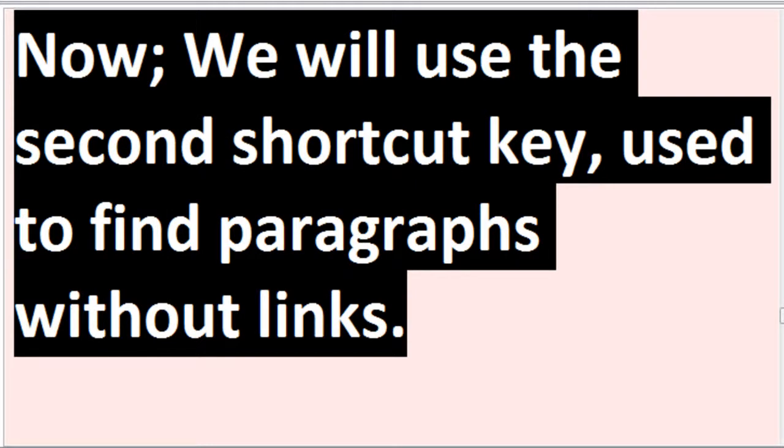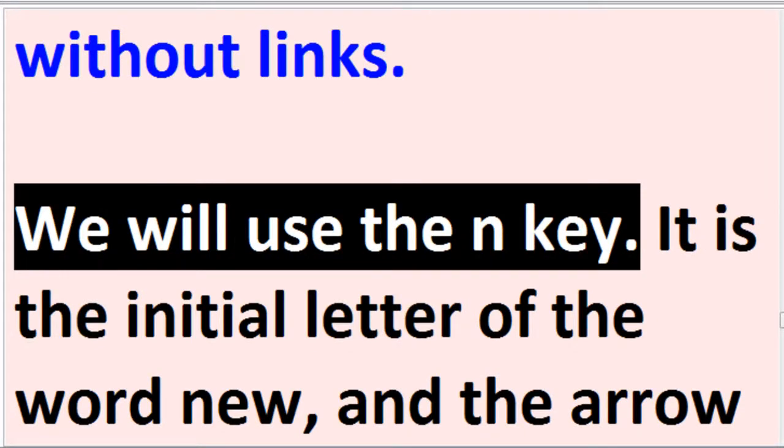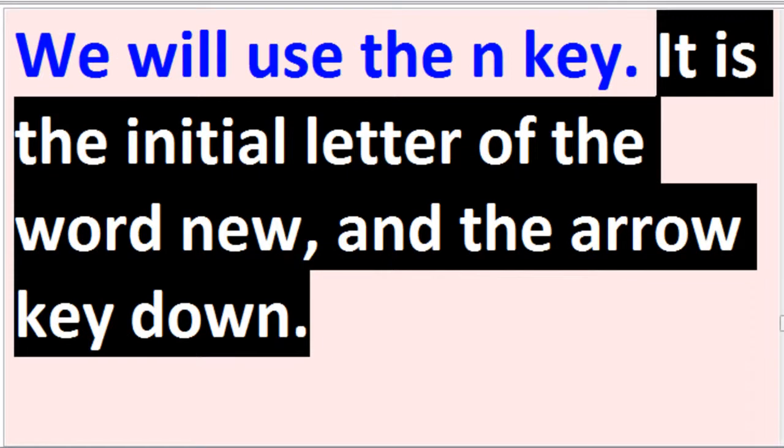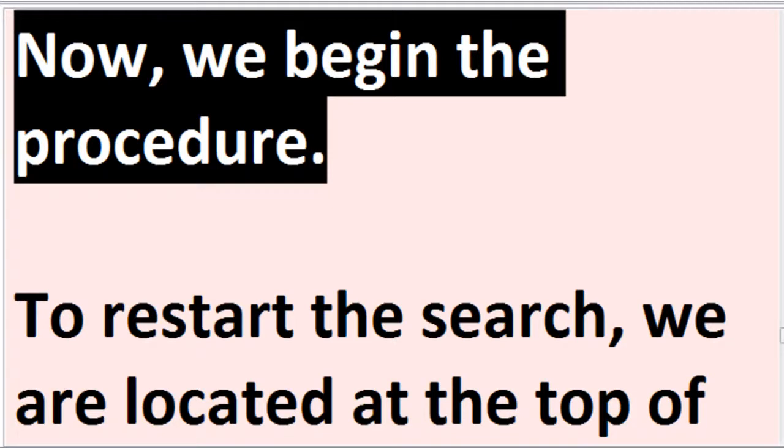Now, we will use the second shortcut key, used to find paragraphs without links. We will use the N key. It is the initial letter of the word new, and the down arrow key. By pressing them repeatedly and interleaved. Now, we begin the procedure.